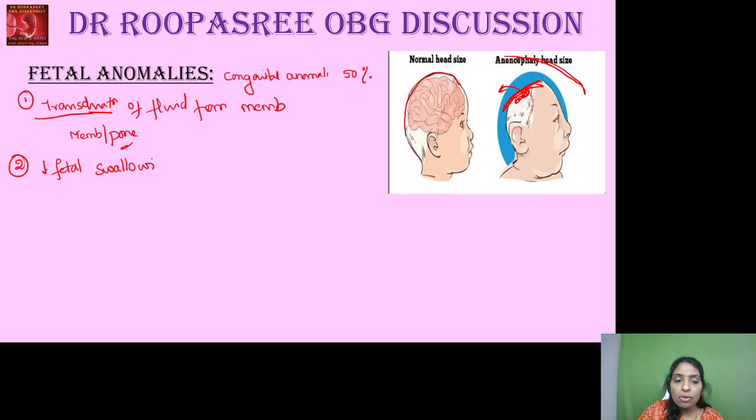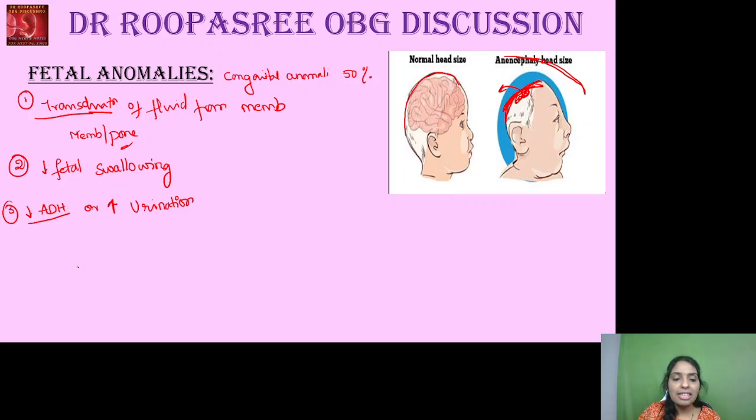Decreased fetal swallowing of the fluid, and the third is decreased amount of antidiuretic hormone. See, there is no proper brain formation here. There is no cranium, no skull, no proper formation of the intracranial structures. So the amount of antidiuretic hormone is decreased here. It results in increased urination of the baby.